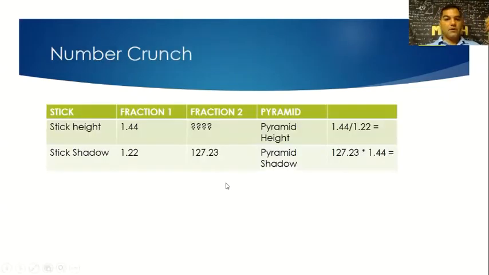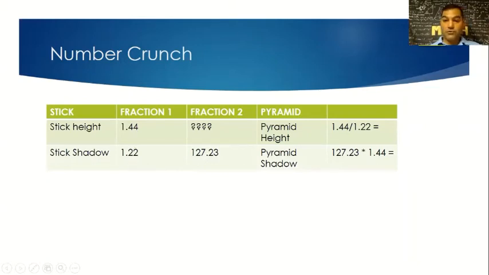Now this is how you want to set it up. Stick height. This is really a fraction without the little bar, if you will. So look at this as a fraction. Stick height is on top, 1.44. The stick shadow is 1.22. We have it set up as a fraction or as a ratio.